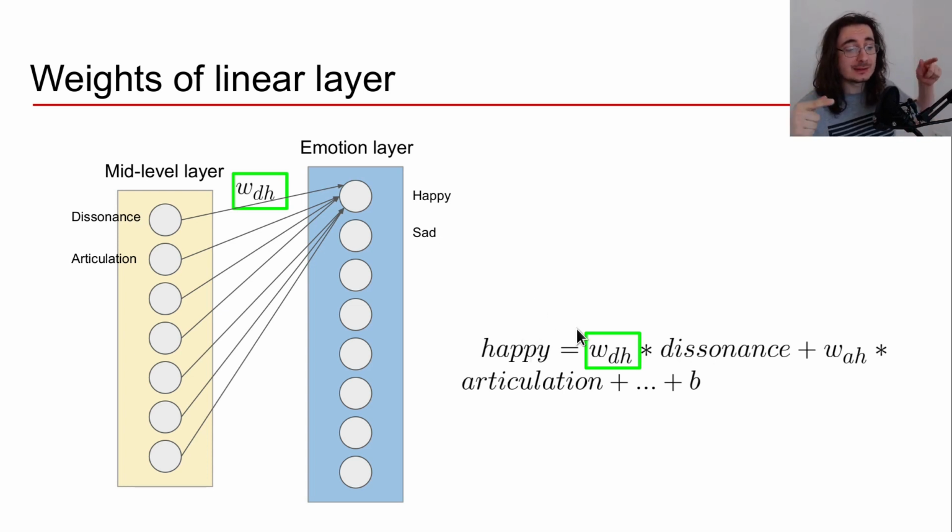So if we look at all the connections between the mid-level perceptual features and the emotional features, then we get an idea of the potential influence that the mid-level features have on the emotional features, right? Okay, and this is a measure that will tell us how the model understands the correlation between mid-level features and the emotional features.